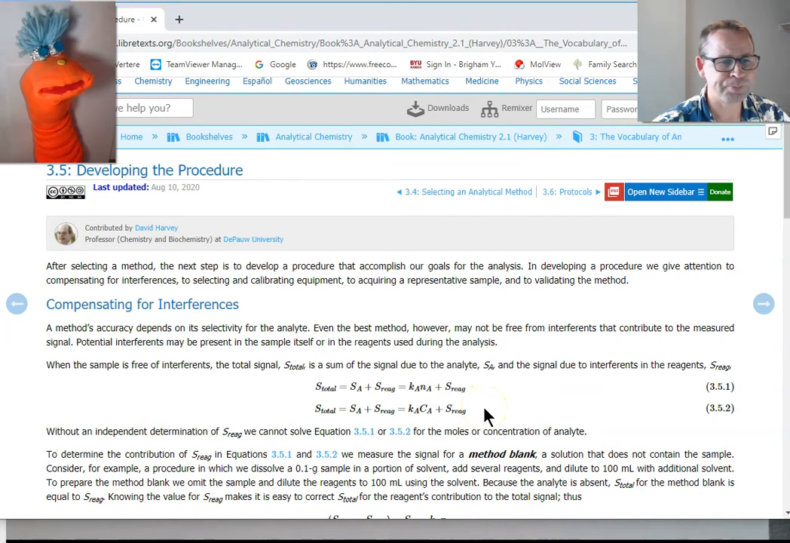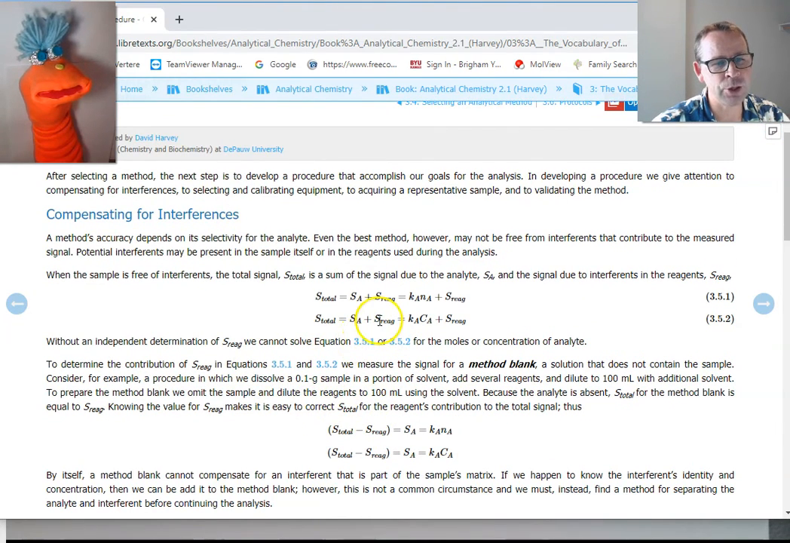So the total signal is related to the signal from the analyte plus the signal from the matrix, we say, or the signal from the reagent, the solvent, right? And there's going to be some signal. It's not always a lot, and it might be negative sometimes, but we do have to take that into account. Okay. Now, to get the signal from our sample, from our analyte, we have to subtract the signal from our matrix or our reagent from the signal total.